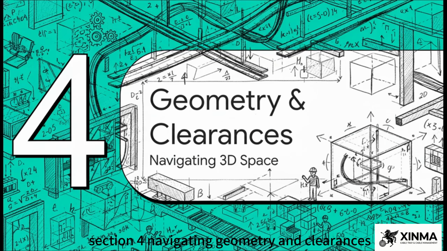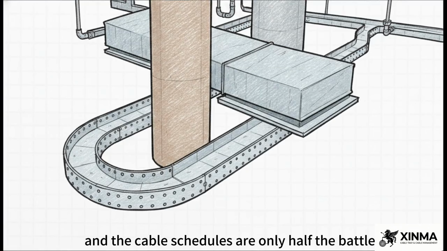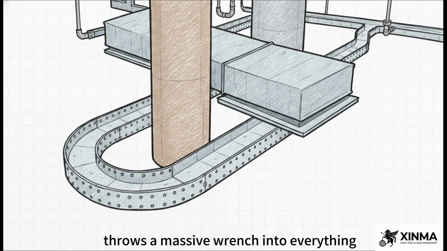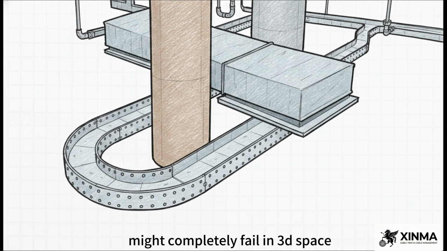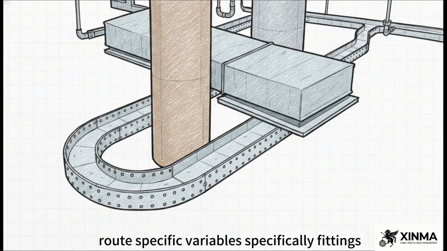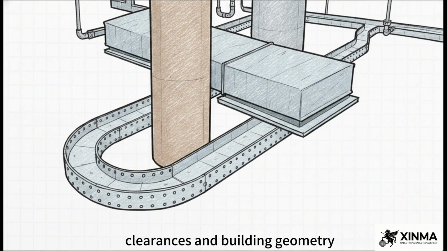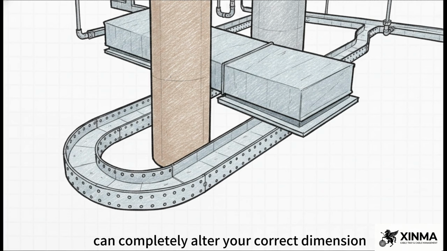Section 4. Navigating geometry and clearances. But hey, the math and the cable schedules are only half the battle. The physical building environment throws a massive wrench into everything. What looks totally fine on a 2D drawing might completely fail in 3D space. Route-specific variables, specifically fittings, clearances, and building geometry, can completely alter your correct dimension on site.